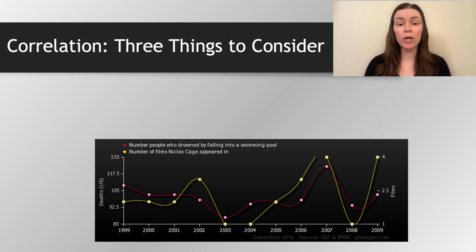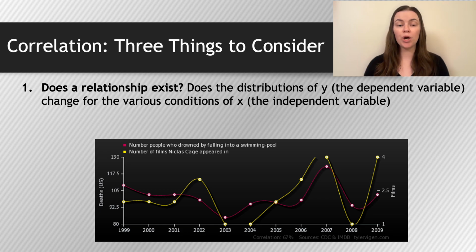Now that you've seen a real-world example of a scatter plot, let's take a look at the three key things that you should consider when assessing associations, correlations, or scatter plots in general. The first is whether or not a relationship exists between the two variables of interest. Or in other words, does the distribution of y, the dependent variable, change for the various conditions of x, or the independent variable?